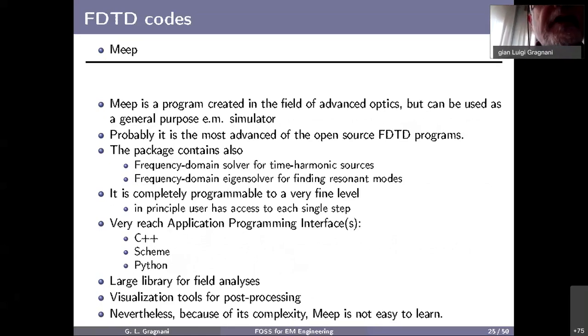MEEP was developed at MIT for optical problems, and is probably the most advanced FDTD open source program. The package also contains an eigensolver, and the frequency domain solver for time harmonic sources. And it is completely programmable to a very, very fine level.